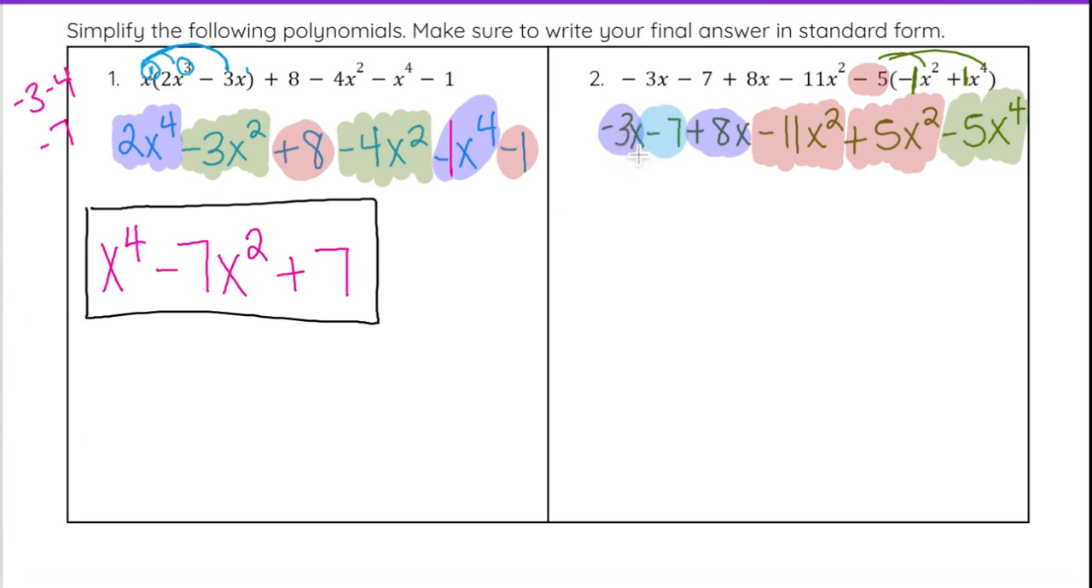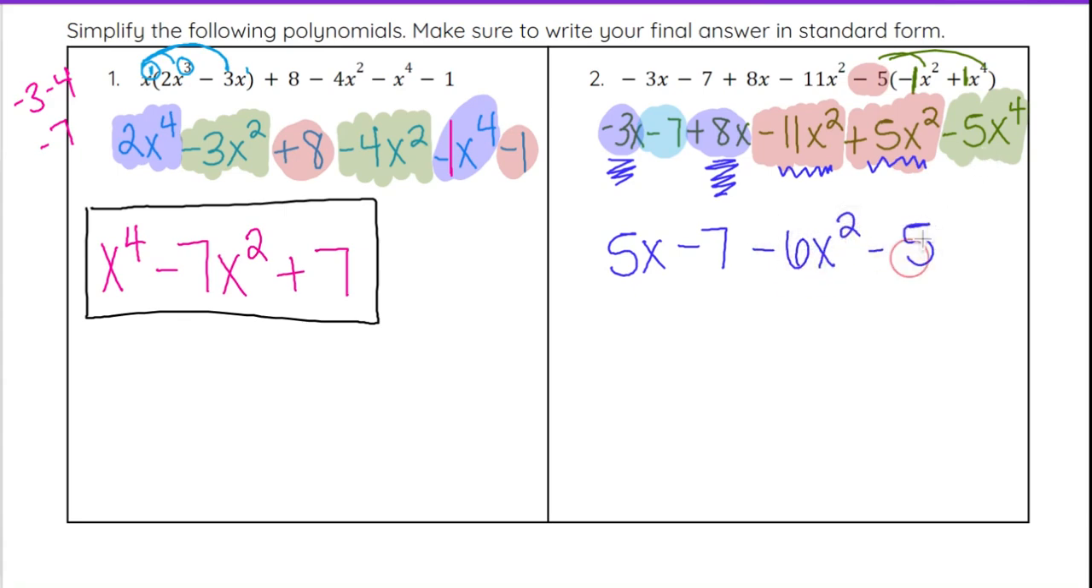So let's go ahead and combine what we can. So this negative 3x and this plus 8x, when we add those together, negative 3 plus 8 or 8 minus 3, is going to give us 5x. We still have this negative 7. We have this negative 11x squared plus 5x squared. Negative 11 plus 5 is the same as 5 minus 11, which is going to give us negative 6x squared. And then we still have negative 5x to the fourth power.